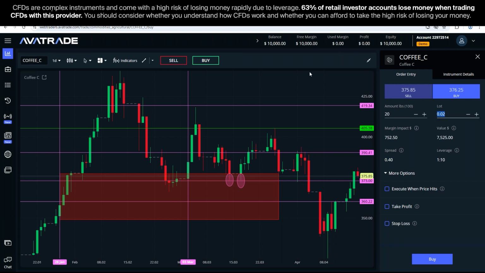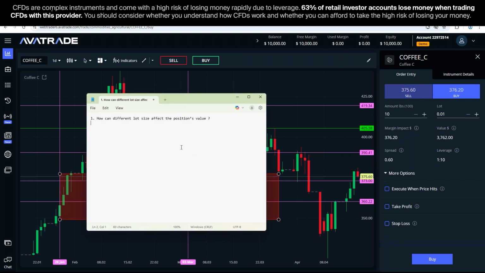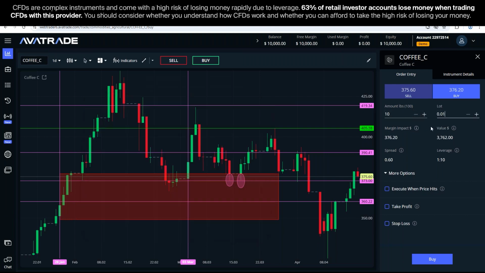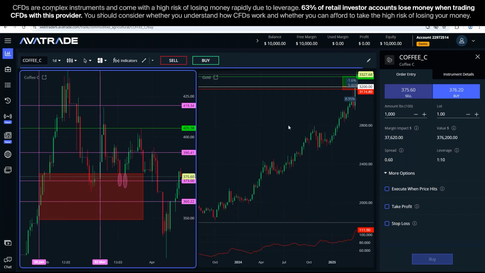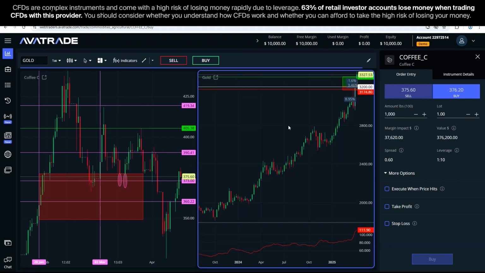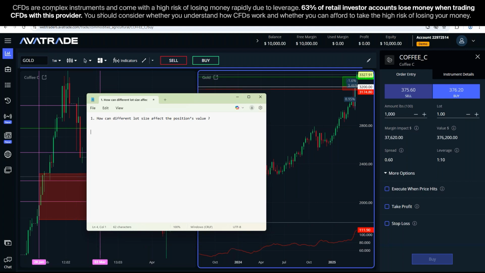And we'll also set the lot size to 0.01. And now it allows us to increase the position to the amount that we wish to make. Now, let's compare how different lot size can affect the position's value. If we compare, maybe we'll put one lot just for the sake of the discussion, and from the other end we'll have an instrument with a different lot size, such as gold, and I want you guys to notice what happens with the value even though they both have one lot.